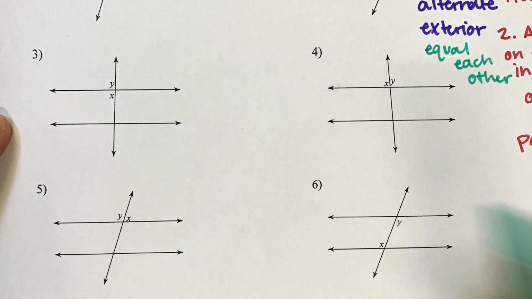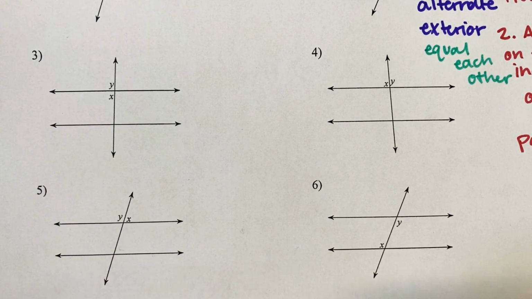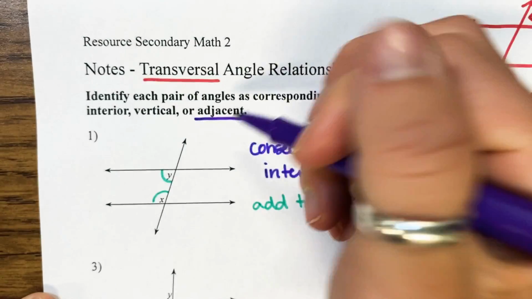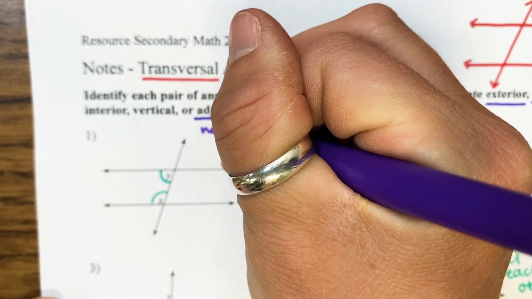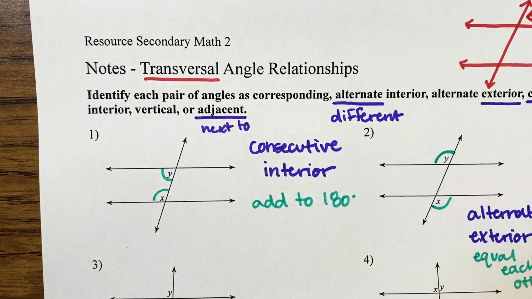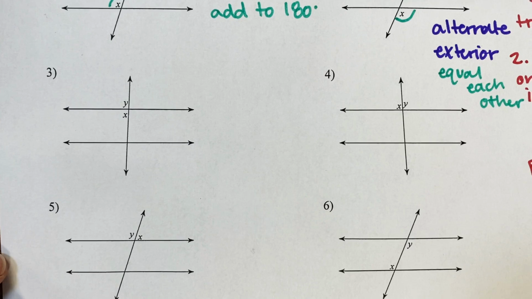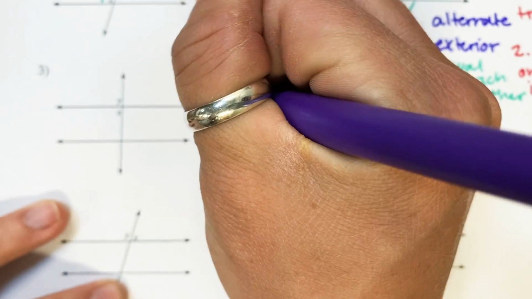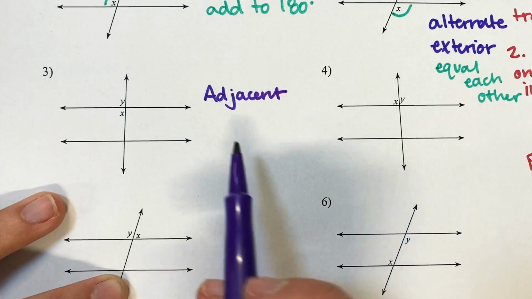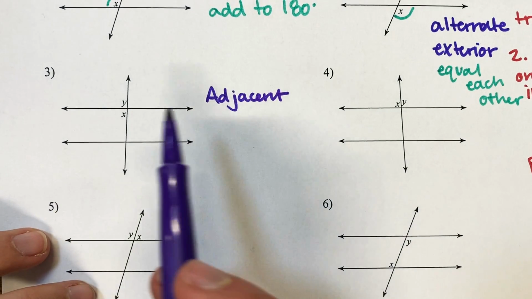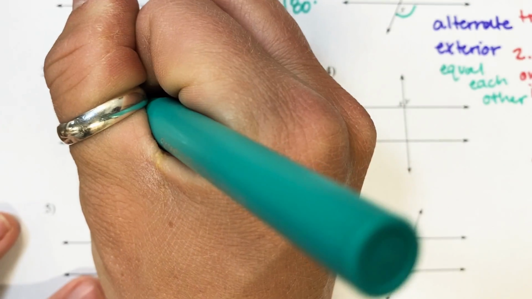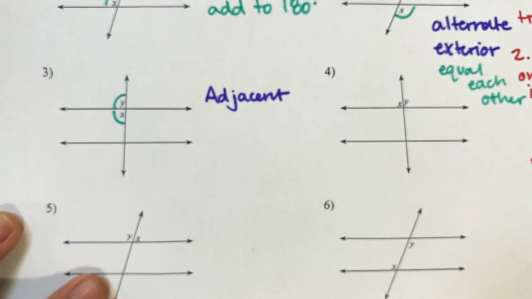But notice, they're right next to each other. Right next to each other, we can also say adjacent, next to. That means adjacent. So if you live adjacent to your neighbor, that means you live next to your neighbor. So number 3, we're going to label as adjacent angles, because they are right next to each other. We see that y is right next to x.